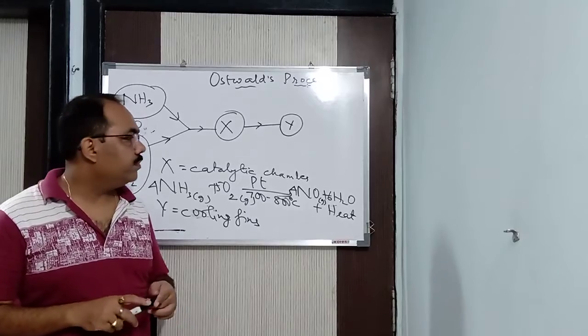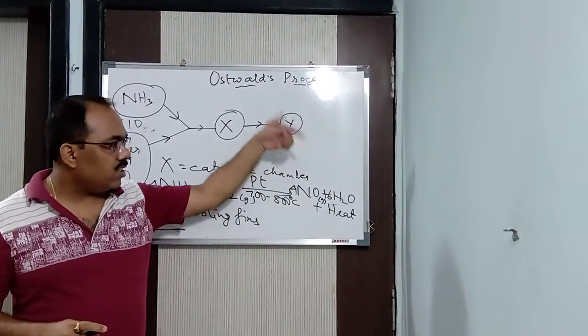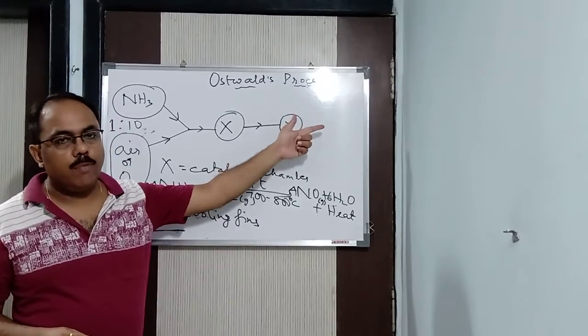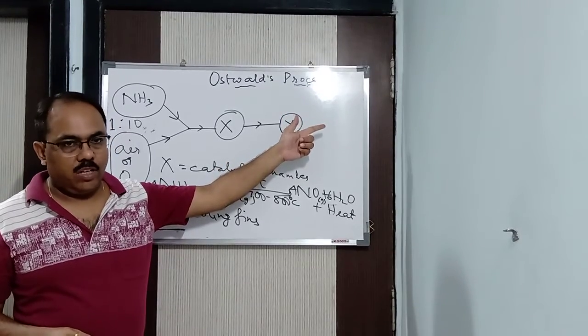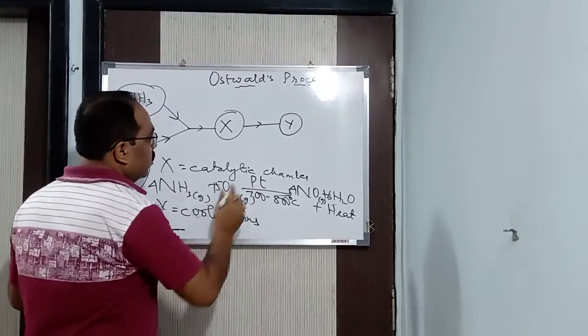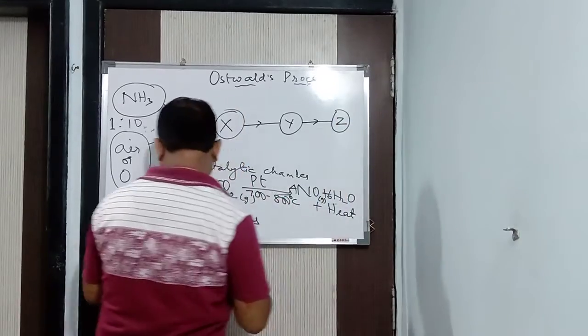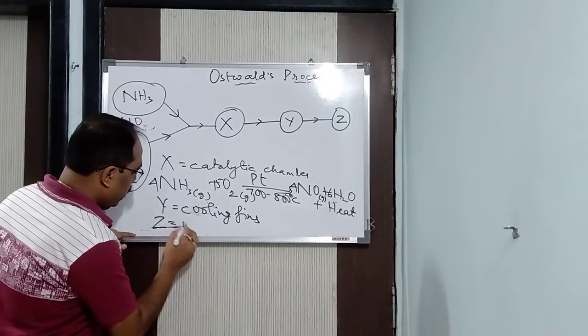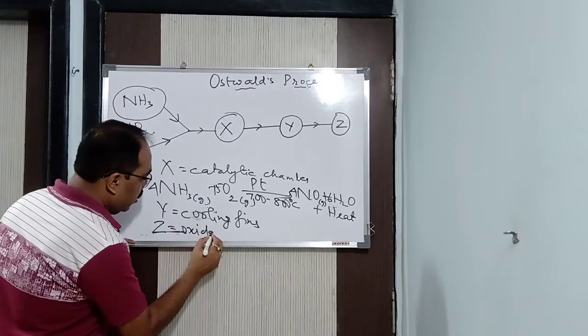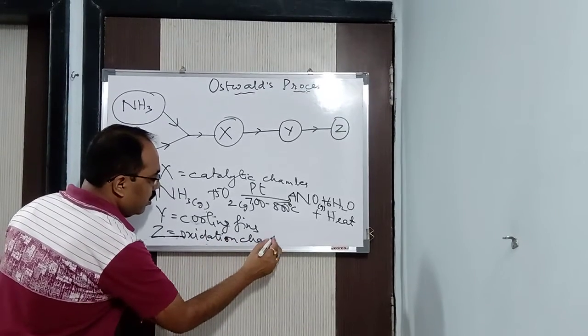Now why do we require it? See, nitric oxide in the oxidation chamber combines with oxygen to form nitrogen dioxide. Alright, in the oxidation chamber it is being converted to nitrogen dioxide. So that also I'll write down here. Let us say that one is Z. So Z is nothing but the oxidation chamber or oxidation tower.